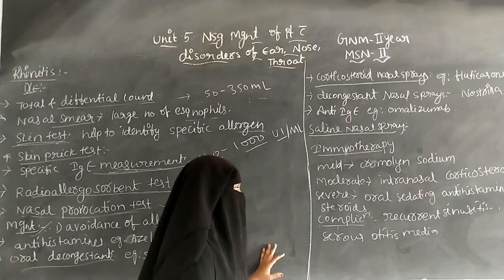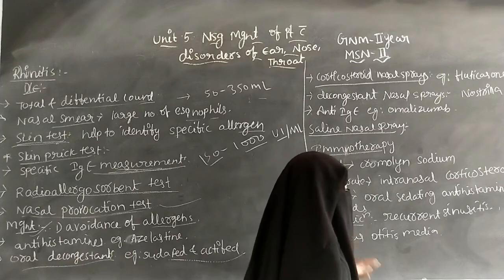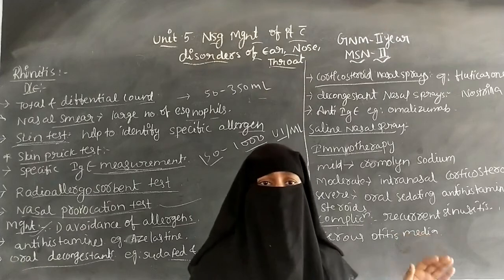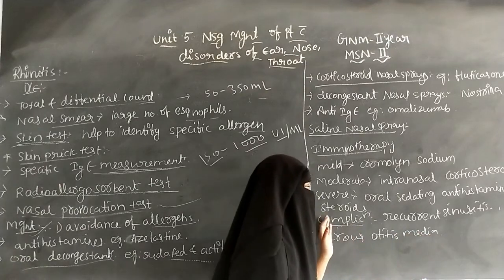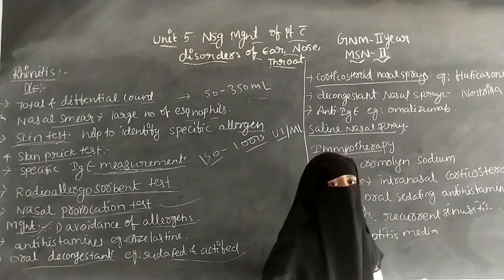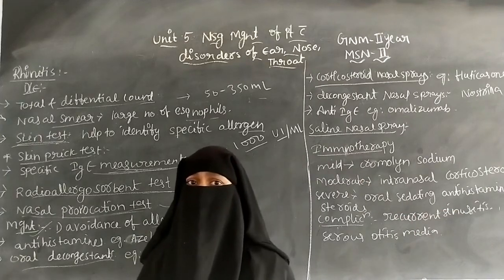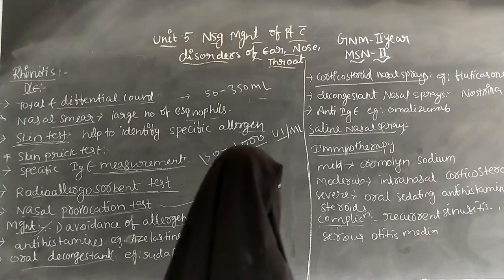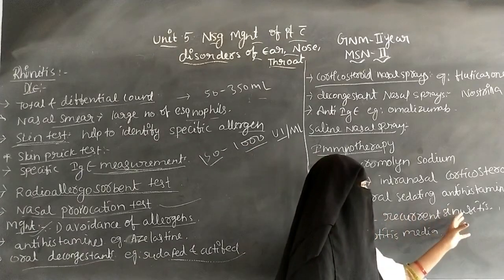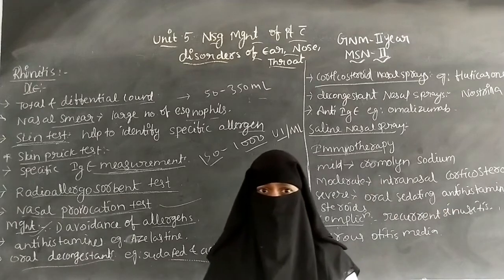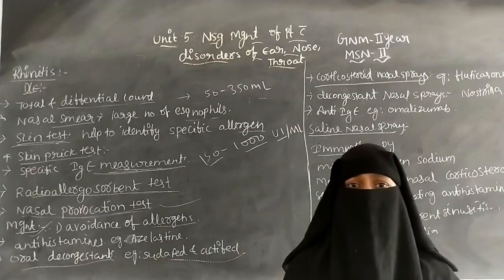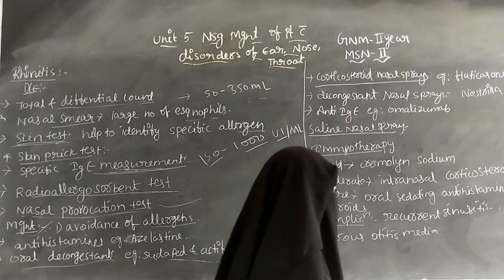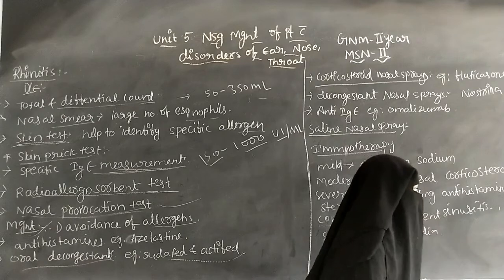So the next one is the complications. If the rhinitis is not treated at the correct time, it leads to complications. So the complications include recurrent sinusitis. Sinusitis means there is an inflammation of the tissue lining of the sinus. So the complications are recurrent sinusitis and the nasal polyps.